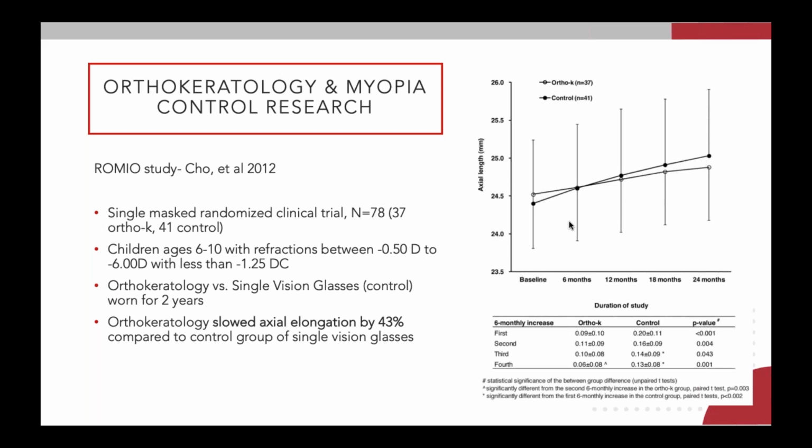But this research had really good control. It looked at patients wearing orthokeratology and compared them to single vision glasses, and it followed them for 2 years. And the orthokeratology group slowed axial elongation by 43% compared to the control group, which was single vision glasses. So really good control here with orthokeratology.